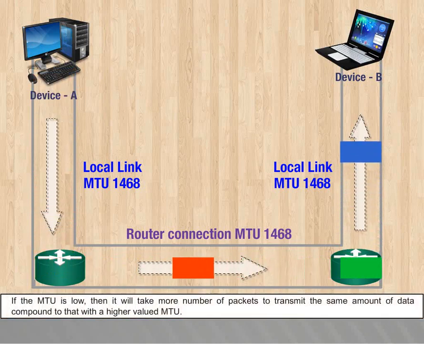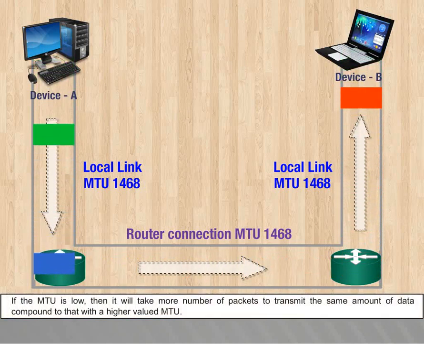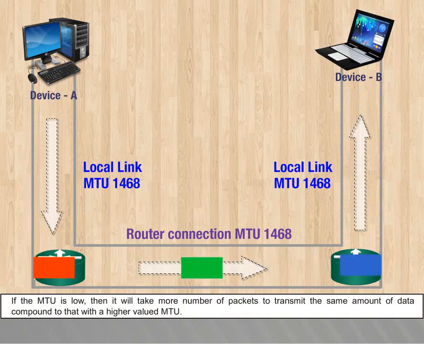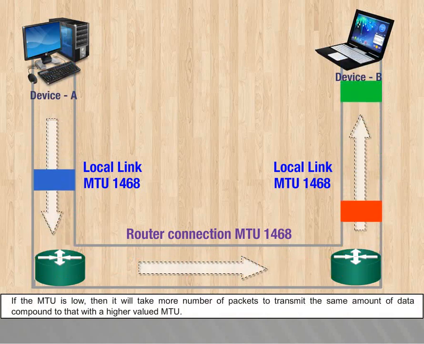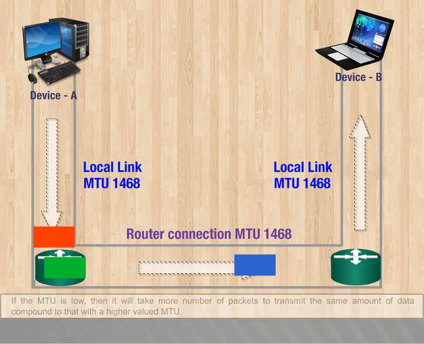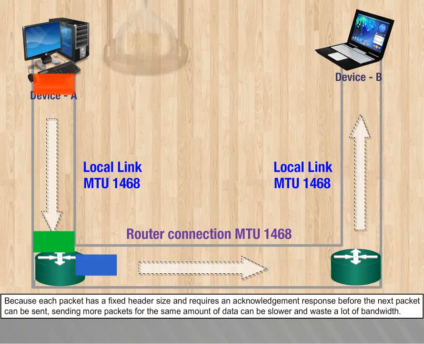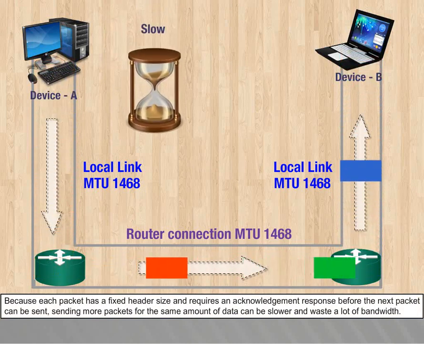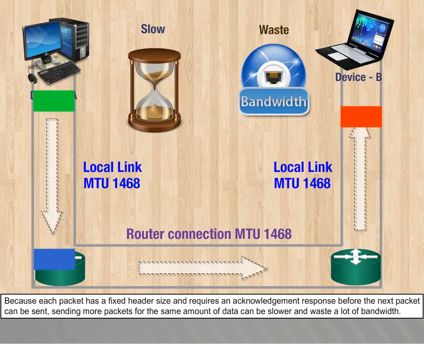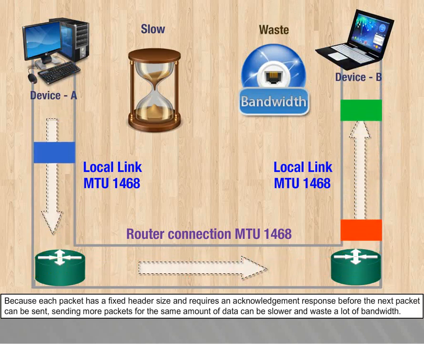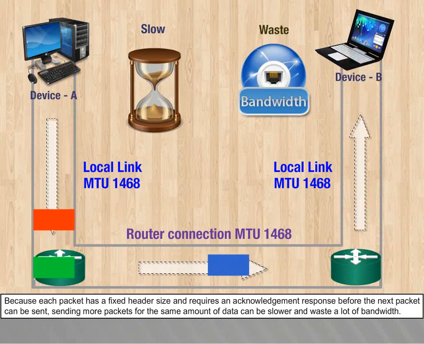If the MTU is low, then it will take more packets to transmit the same amount of data, compared to a higher-valued MTU. Because each packet has a fixed header size and requires an acknowledgement response before the next packet can be sent, sending more packets for the same amount of data can be slower and waste a lot of bandwidth.